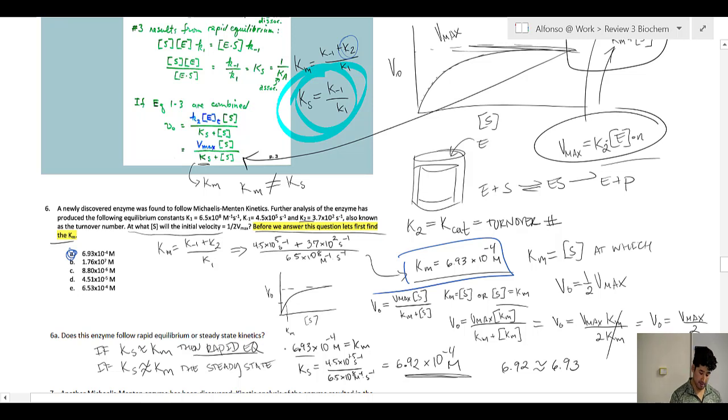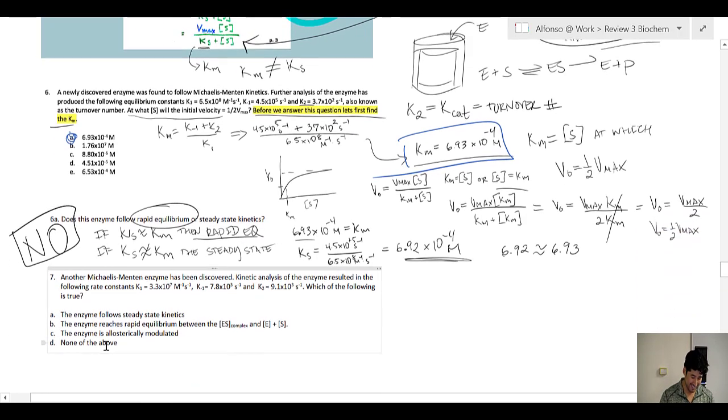So the answer to 6A is no. It does not follow steady state. It follows rapid equilibrium. There you go. Just circle rapid equilibrium, and you got it. I forgot that it said rapid equilibrium there.